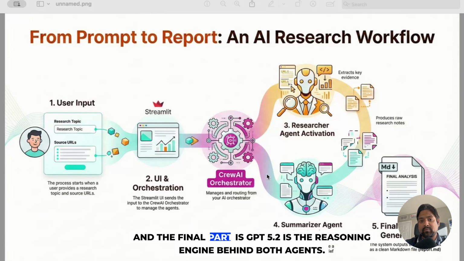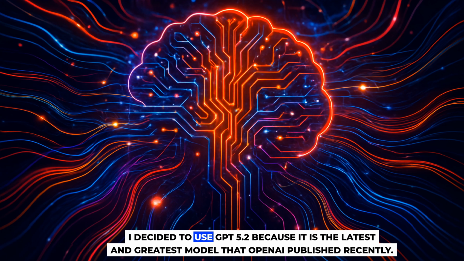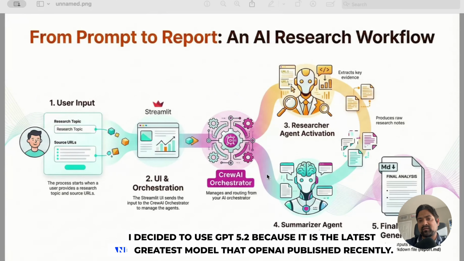And the final part is that GPT 5.2 is the reasoning engine behind both agents. I decided to use GPT 5.2 because this is the latest and greatest model that OpenAI published recently.